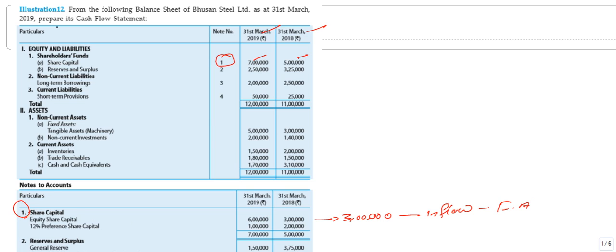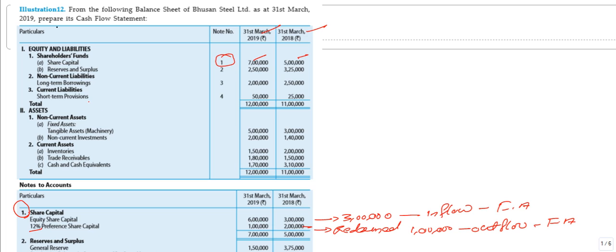Next one, 12% preference capital. That means this 12% is the name of the preference share capital, or the dividend rate. So 2 lakh was here, here it is 1 lakh. That means we redeemed 1 lakh. When it was redeemed, now we don't know. We hope we will get the information from the additional information. So this is the outflow under financing activity.